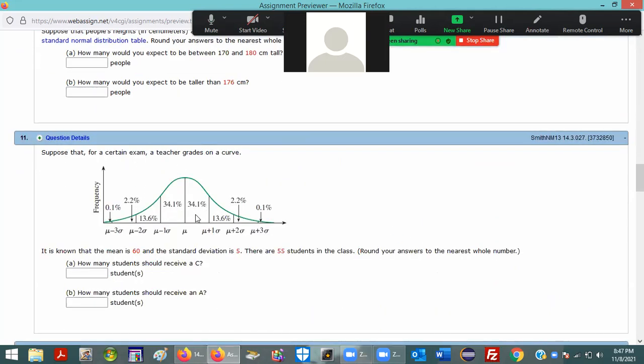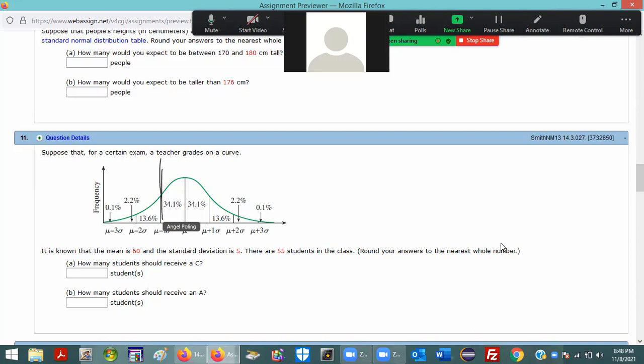Oh, look, there's that chart we were looking at. So that's good. Suppose that for a certain exam, the teacher grades on a curve, right? That's true. It is also known that the mean is 60 and the standard deviation is 5. There are 55 students in the class. So this is the same sort of thing, right?